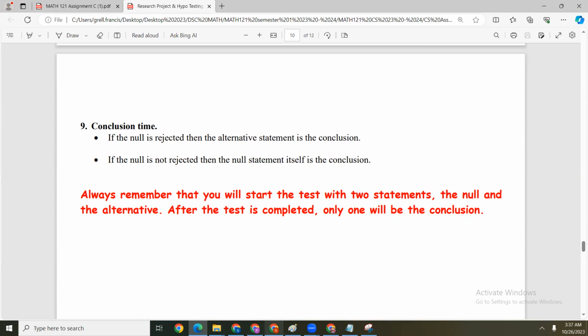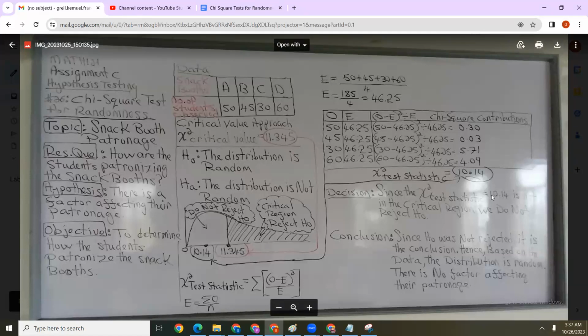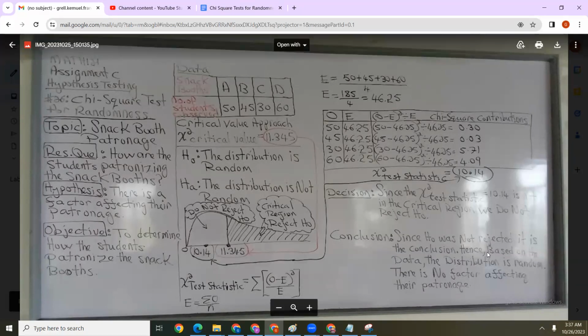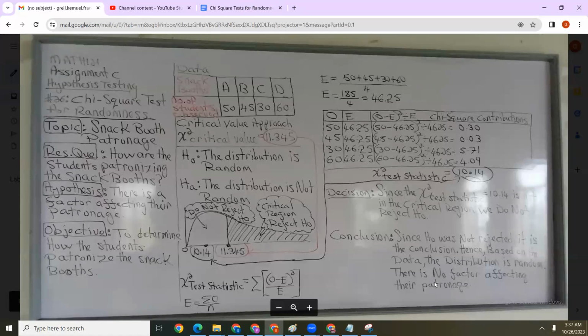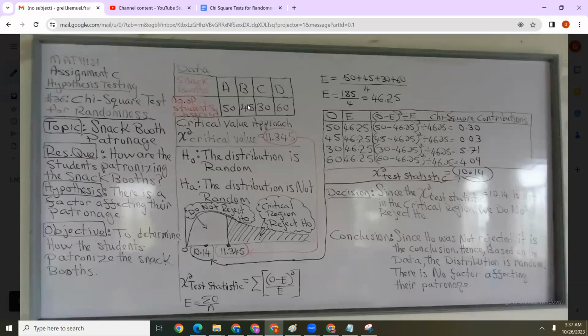So in this example, since the null was not rejected, because the test statistic is 10.14, then the conclusion will be the null itself. And you can start by saying, based on the data, the distribution is random, because that's what the null is saying. And there is no factor affecting the patronage according to the data that has been collected here.